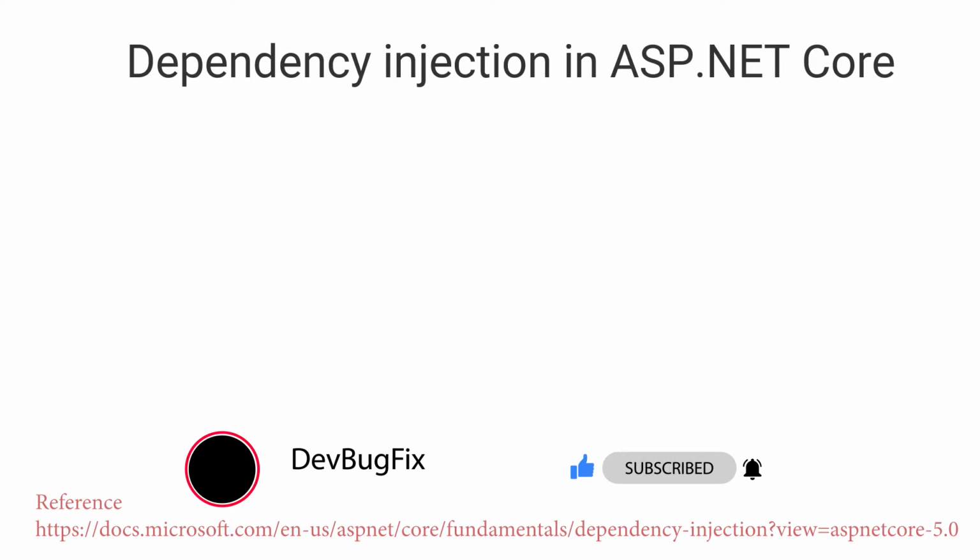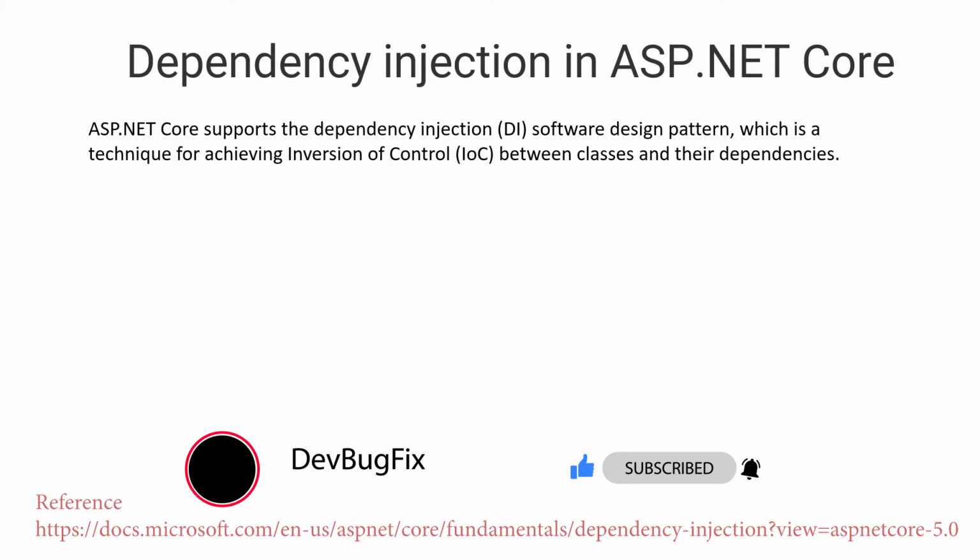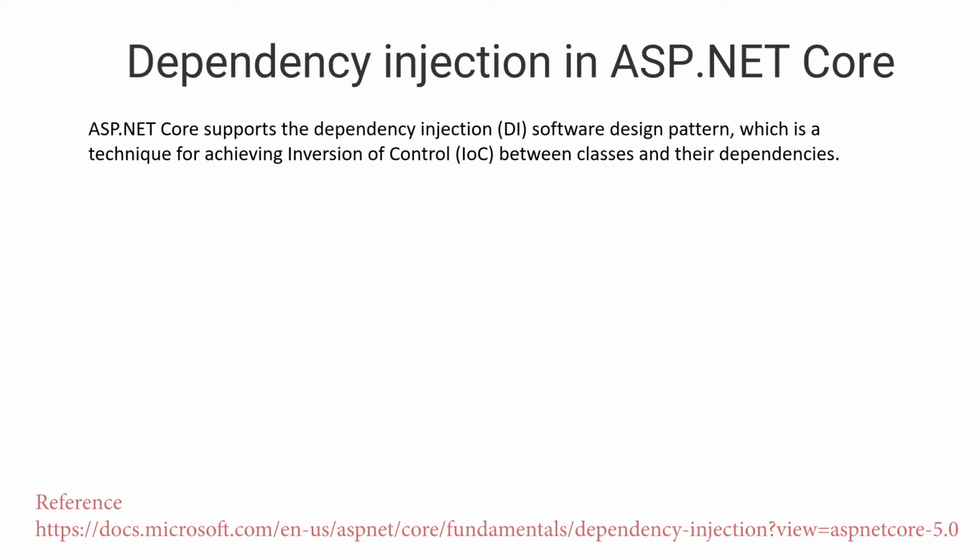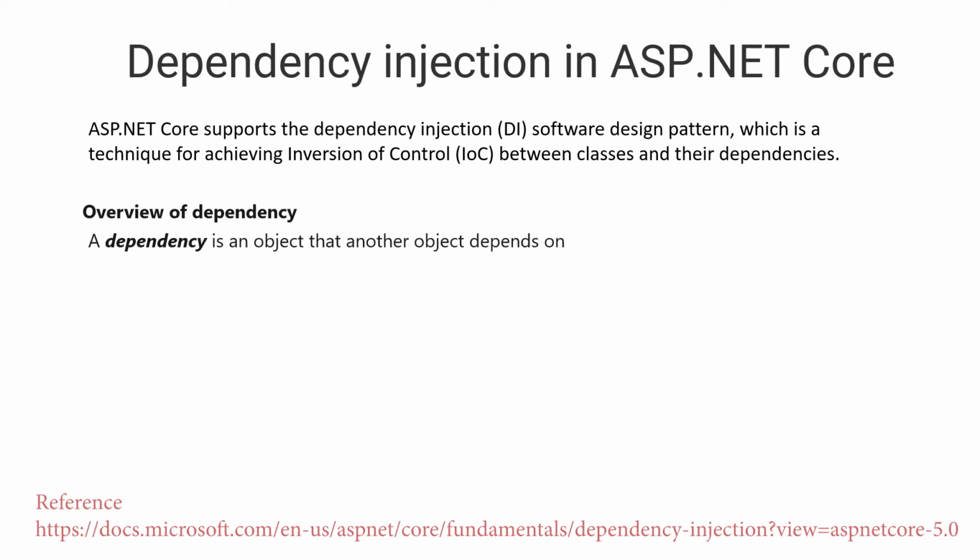In ASP.NET Core, it's very easy to create a service even if you don't know the dependency injection design pattern. ASP.NET Core supports the dependency injection software design pattern, which is a technique for achieving the inversion of control between classes and their dependencies. Now we will see what a dependency is. A dependency is an object that another object depends on. Let's understand with an example.